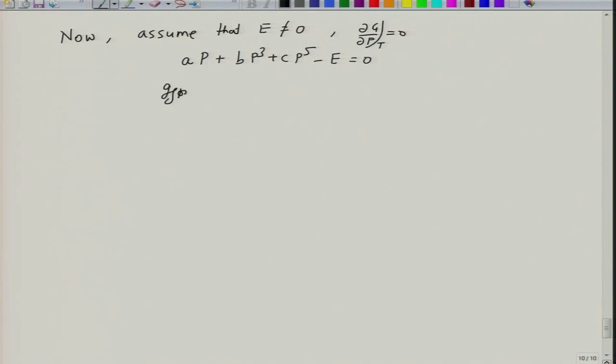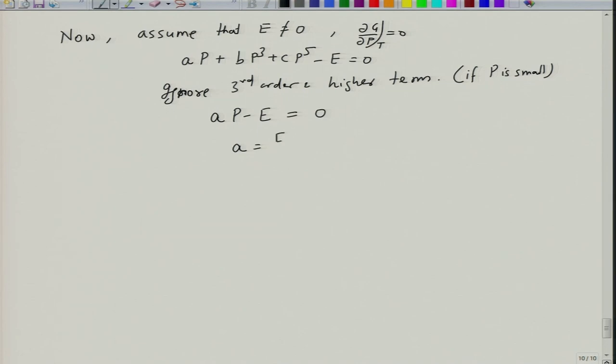Now let us say we ignore third order and higher terms for a small polarization. Okay. Then we can write AP minus E is equal to 0, basically we are saying if P is small, right? What it means is that we have A being equal to E divided by P, or we can say A inverse is equal to P divided by E. And what is P divided by E? P divided by E is nothing but the susceptibility. So this is the susceptibility of a ferroelectric in the linear region, that is chi is equal to P divided by E, which is nothing but A inverse. So this is the first part of it.